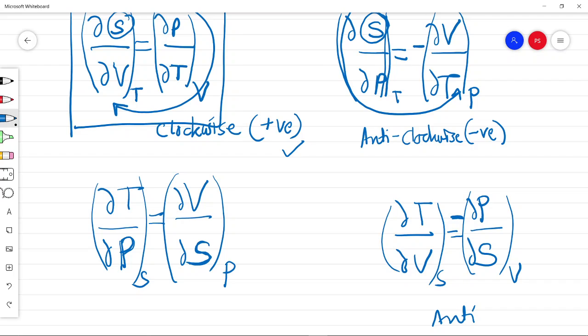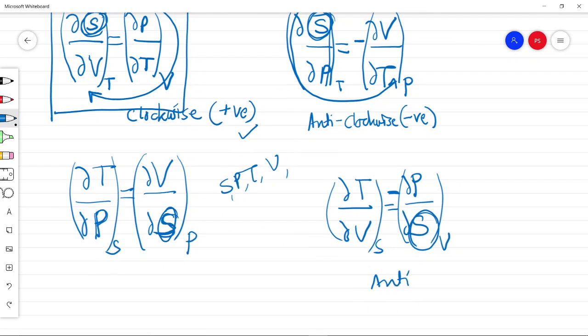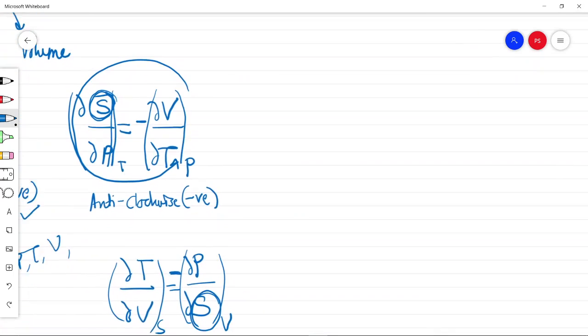So this is how we can write the four Maxwell's relations easily. Clockwise is positive, anti-clockwise is negative. We always maintain this sequence S, P, T, V. Once we keep S in the upper left corner, then we keep S in the lower right corner. This is how we can write the four Maxwell's relations.